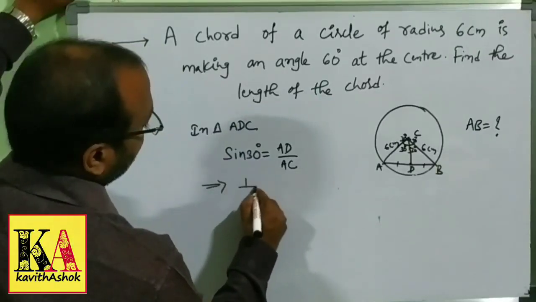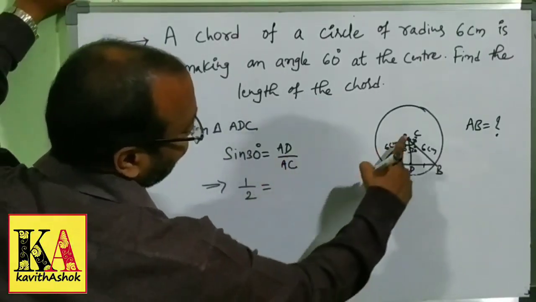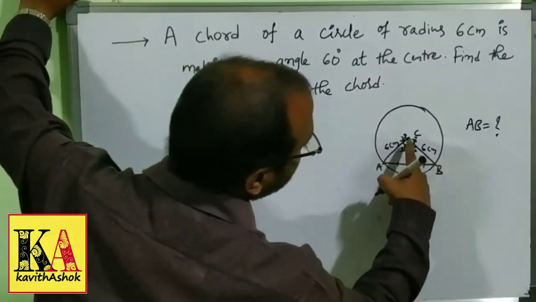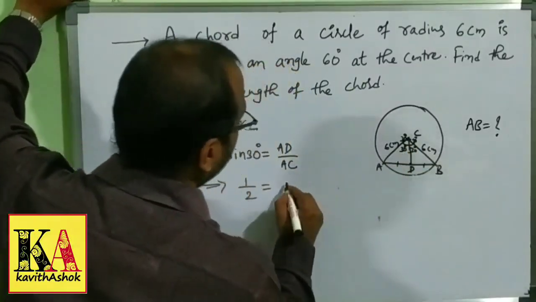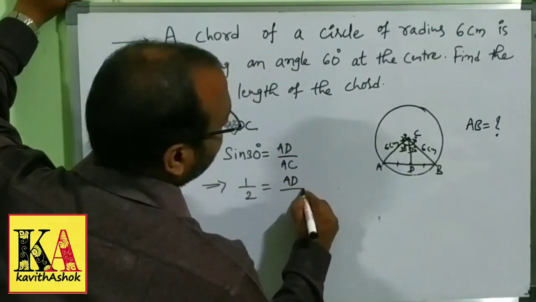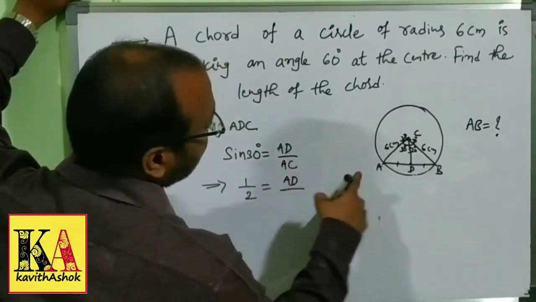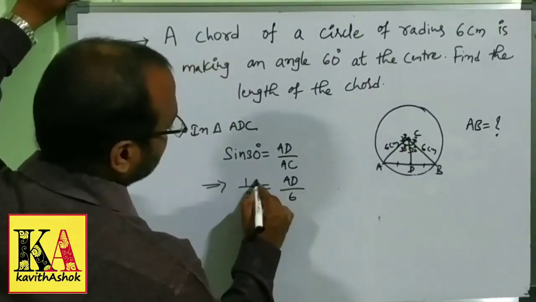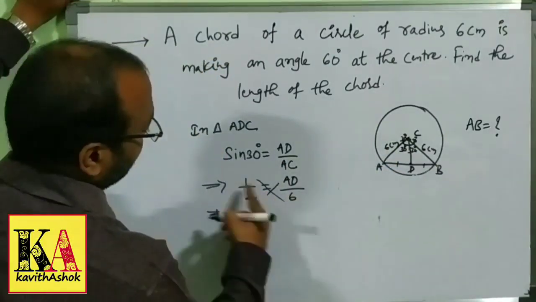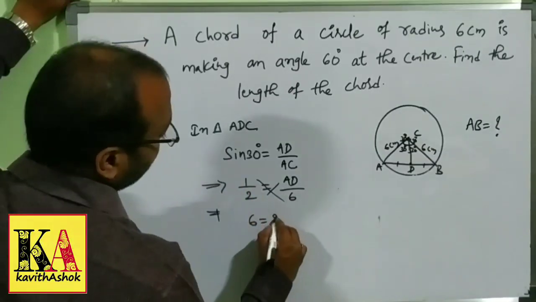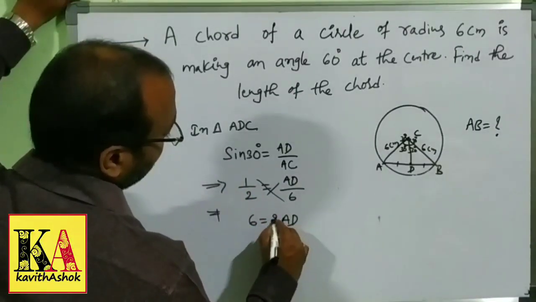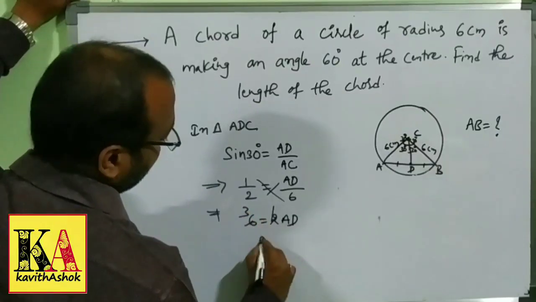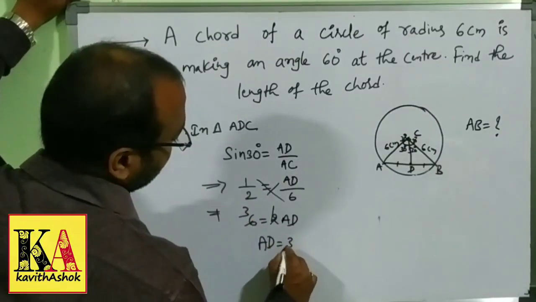Sine 30 is nothing but 1 by 2. AD we have. AD is not known now. So this is AD by AC, which is given as 6. Right. Cross multiplication. 1 into 6 is 6 only. This is 2 AD. 2 1s are 2, 2 3s are 6. AD will be 3 centimeters.